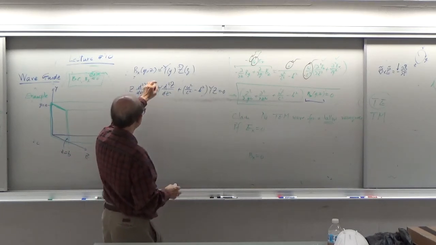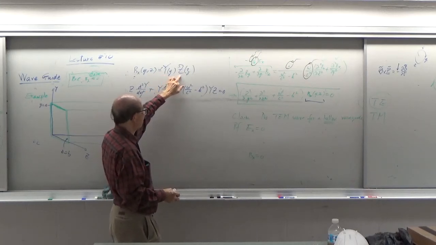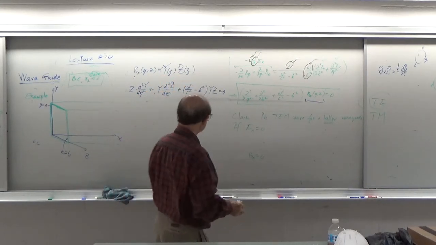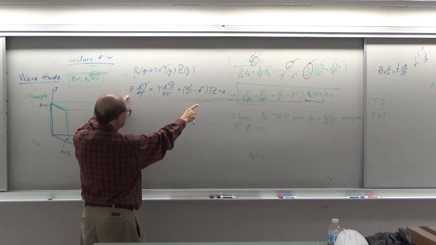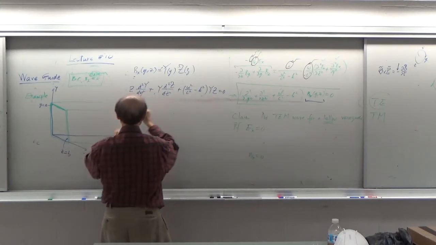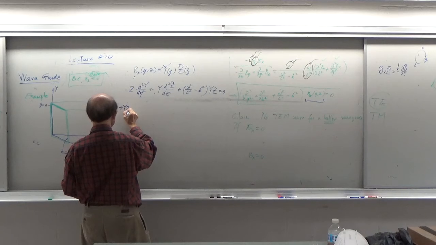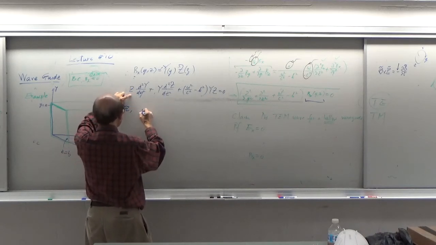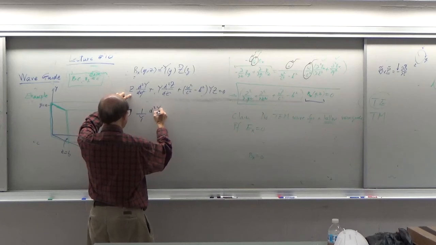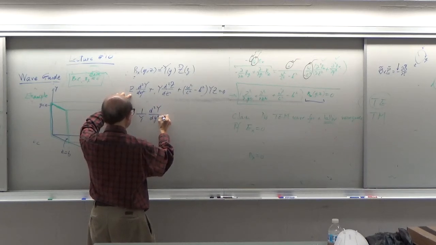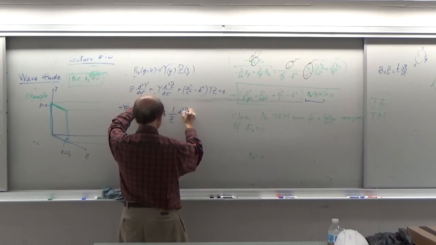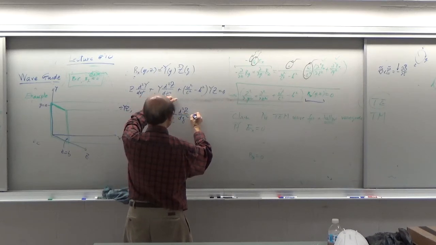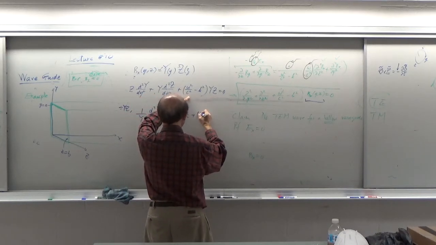And now let's remember that Y depends on the y coordinate, Z depends on the z coordinate. So let me divide the whole equation by YZ. Then of course, the first term becomes 1 over Y, d squared Y by dy squared, plus this one, 1 over Z, d squared Z by dz squared, plus this constant, omega squared over c squared minus k squared. This is 0.